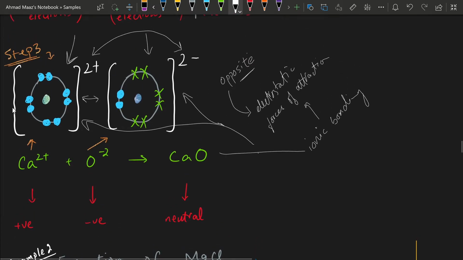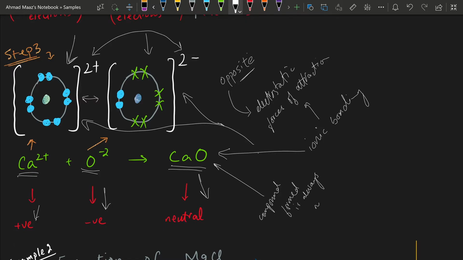Now this is the overall equation for this bond formation. Calcium ion plus oxide ion makes calcium oxide. Positive calcium ion and negative oxide ion form a neutral calcium oxide. The compound formed is always neutral. There cannot be any charge on the compound that is formed.